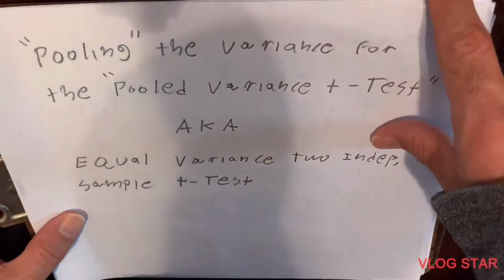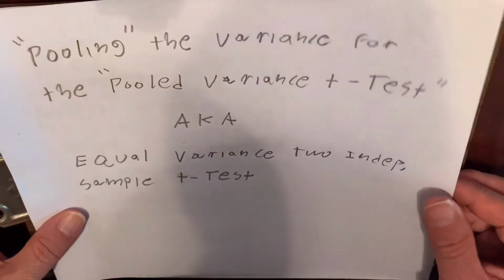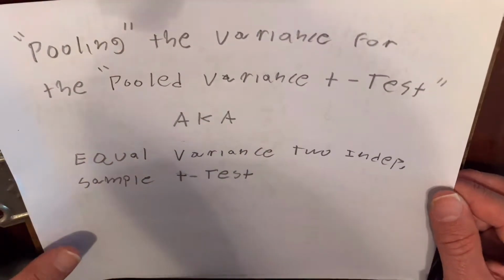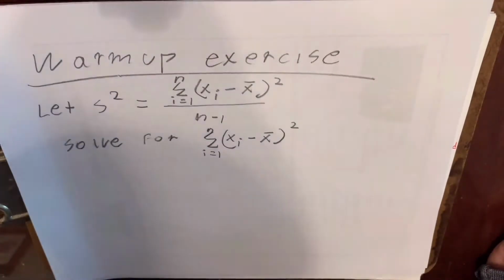Pooling the variance for the pooled variance t-test, also known as the equal variance two independent sample t-test. Let's do a little warm-up exercise first.